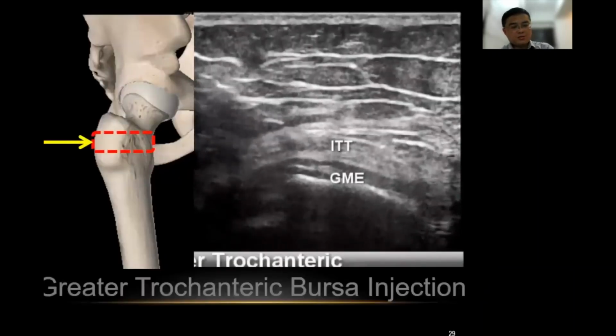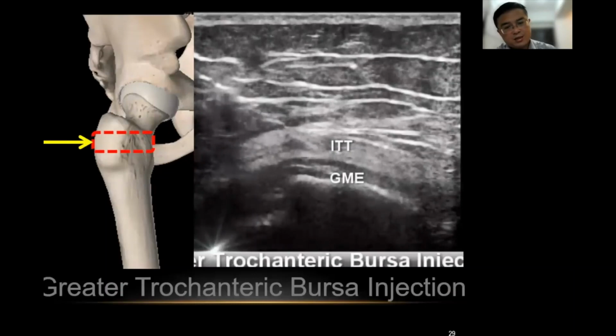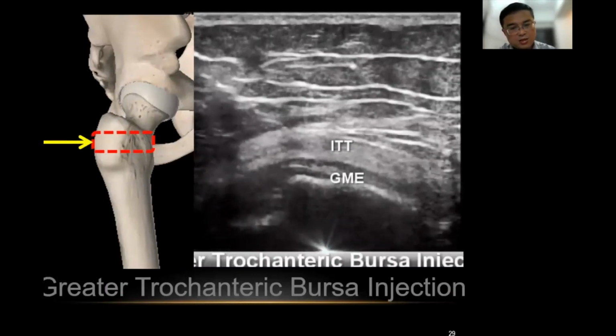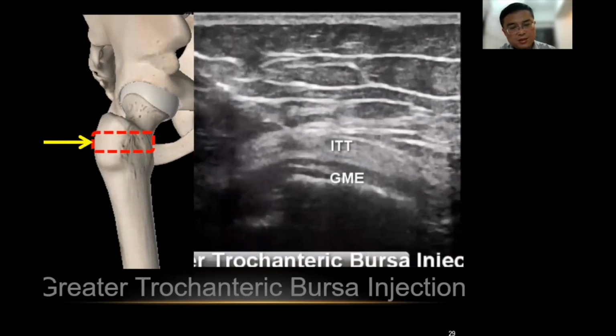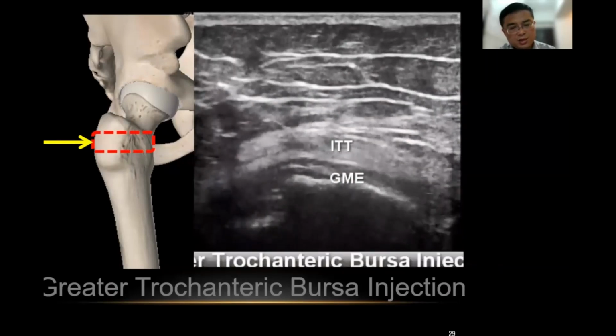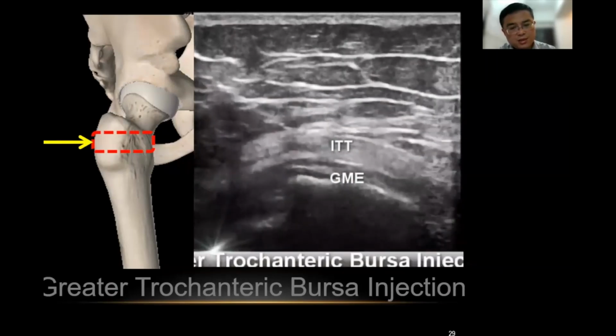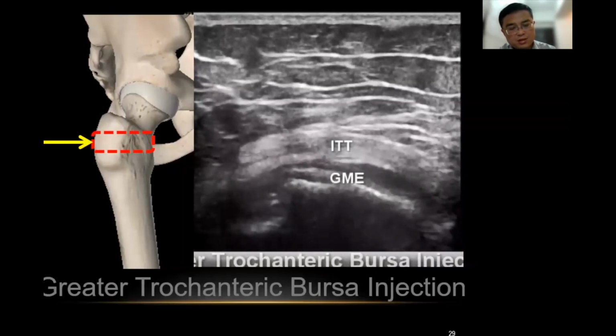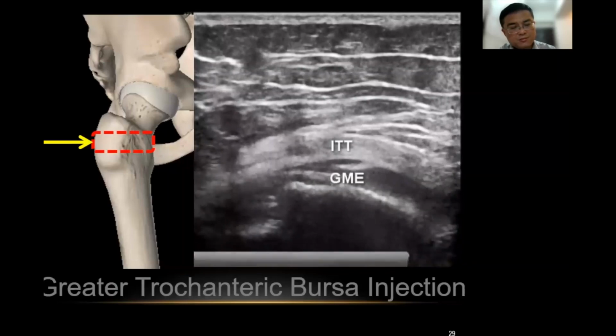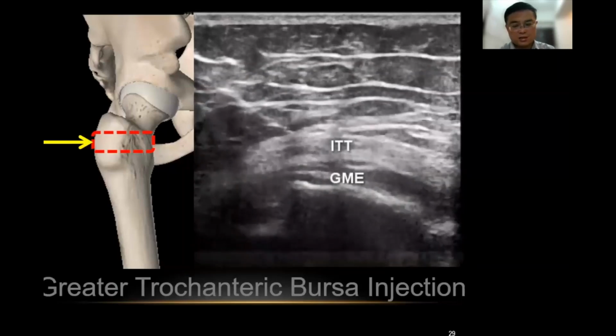So in patients with greater trochanteric bursitis, we may proceed with the injection. And the target would be the iliotibial tract and the gluteus medius tendon. So once your needle enters the correct space, you can push the injectate to dilate this plane.